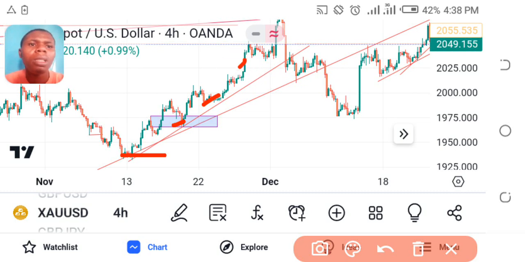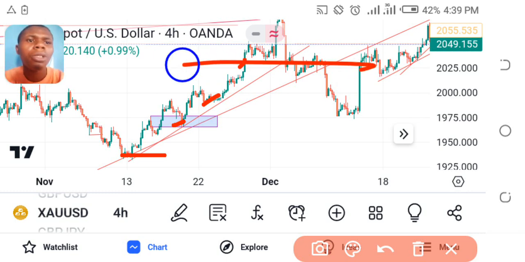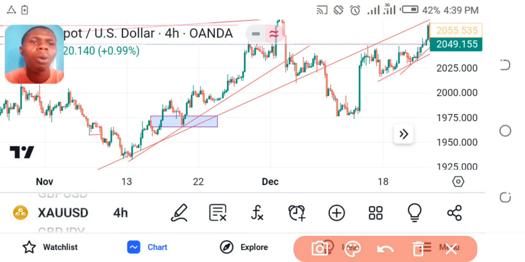Okay, let me just do it like this. Once this first trend line, I don't know why this thing is overdrawing. Okay, I think that's better.